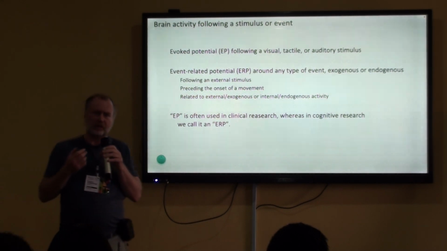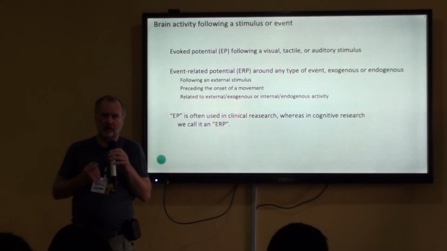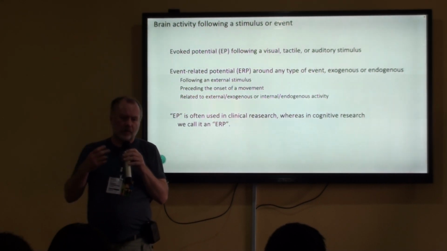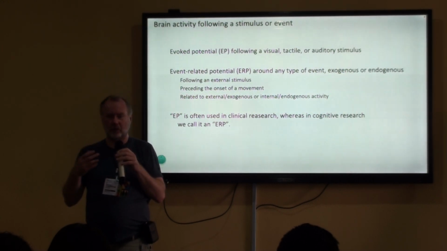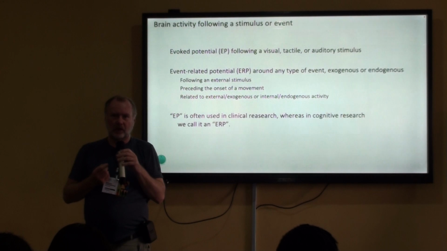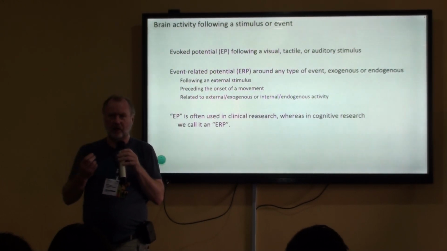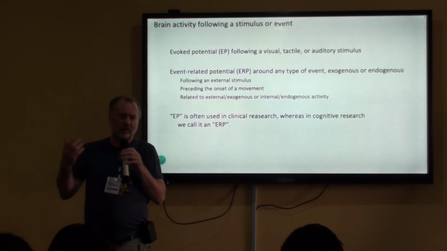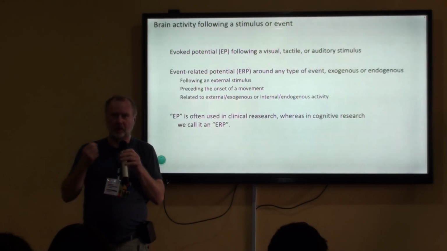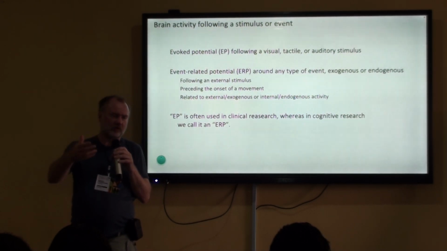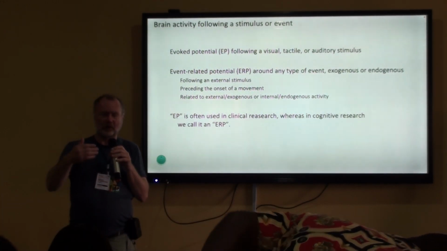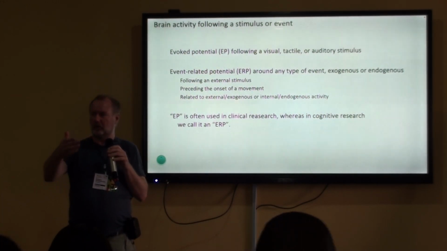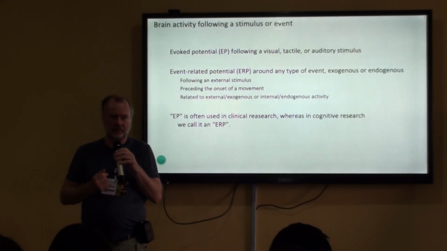If we look at the brain activity that's following a stimulus or an event, then an evoked potential is the activity that we see following a visual, a tactile, or an auditory stimulus. Whereas an event-related potential around any type of event can be considered as more general. An evoked potential is really an exogenous component. It's something happening externally and then the brain responds. So evoked potentials are often sensory.